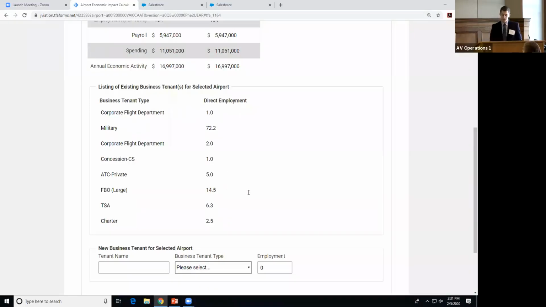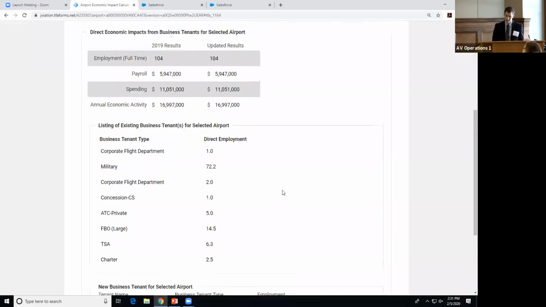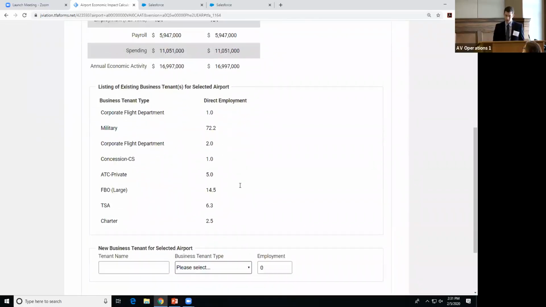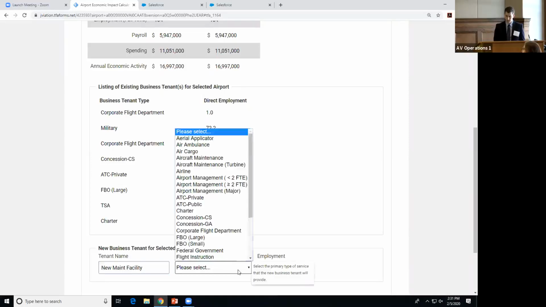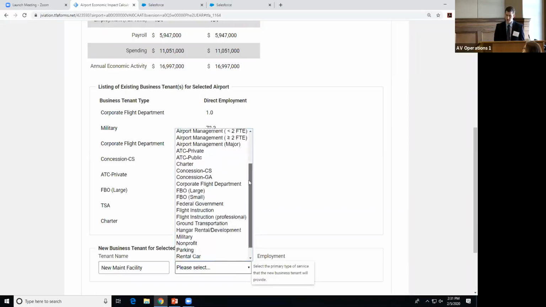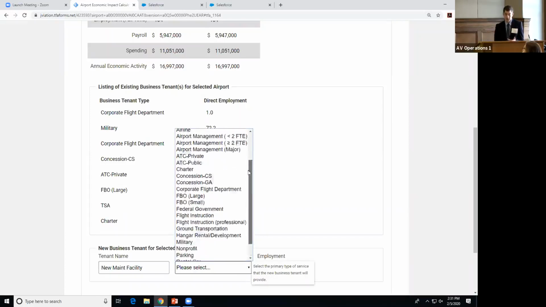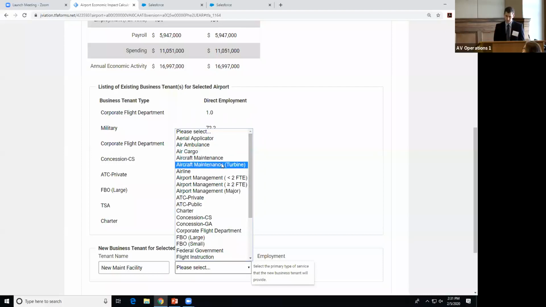So what can we do here to change our numbers? Let's say in a couple years, St. Cloud, they're going to get a new maintenance facility. Oops. So we type in a name, and that can be anything. Now we have 2 different types of aircraft maintenance. These are all of the business types considered in the study. Each of them have multipliers specific to the type of industry that they occupy.